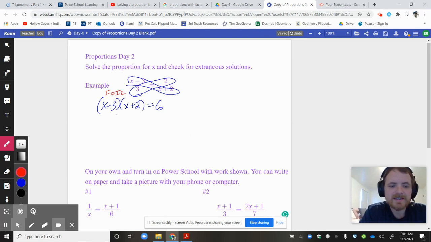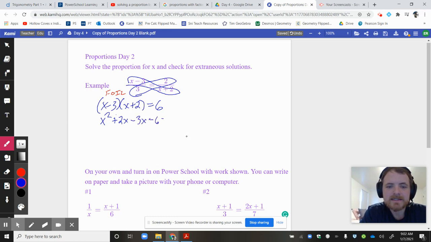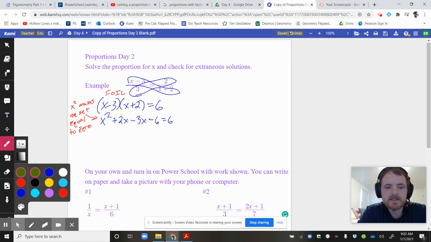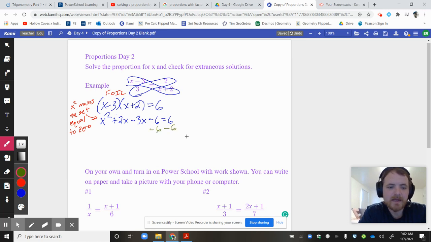So this turns into x squared. Outside is positive 2x. Inside is negative 3x. Last would be minus 6 equals negative 6. Now, remember, since I have this x squared right here, I have to set this equal to 0. So x squared makes me set the equation equal to 0. So I have to subtract 6 on both sides and combine my like terms.